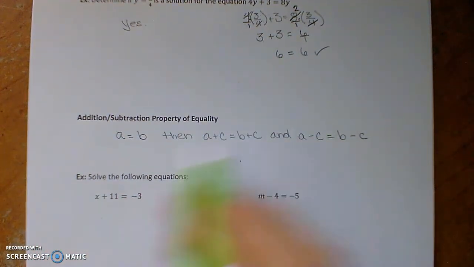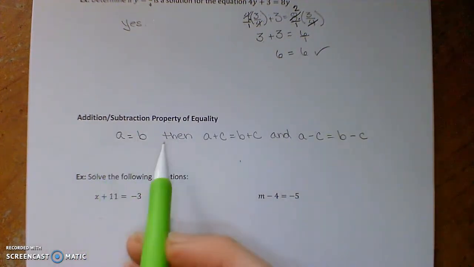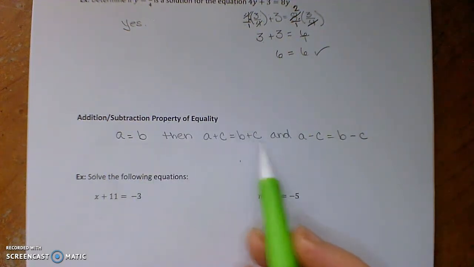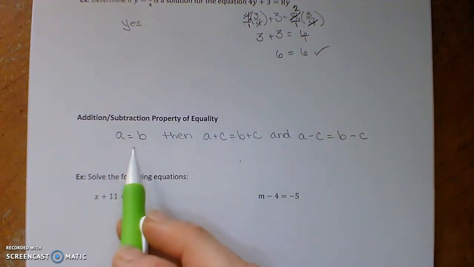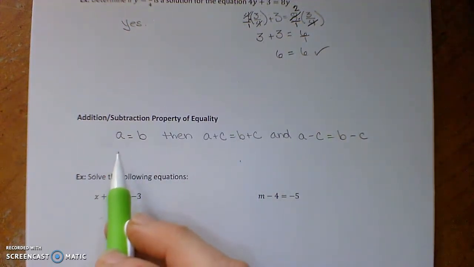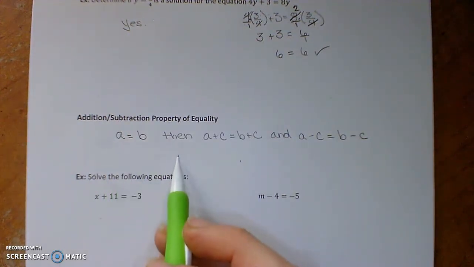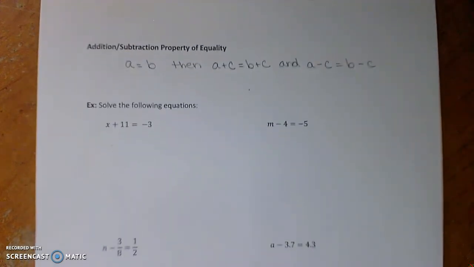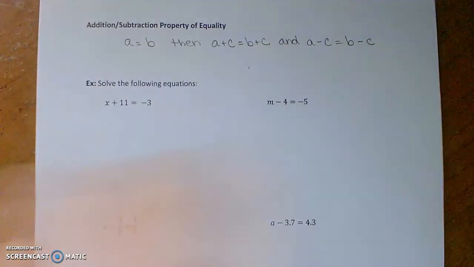The reason that we use this property is when you start with an equation where you don't know what the solution is, you can manipulate that equation by adding or subtracting the same amount from both sides. And what you should end up with is the variable all by itself on one side of the equation and the solution on the other. Let's see how that works. Let's solve these equations. Let's solve x plus 11 equals -3.